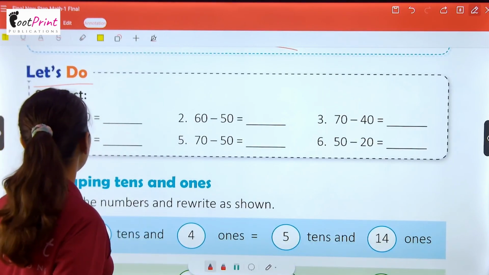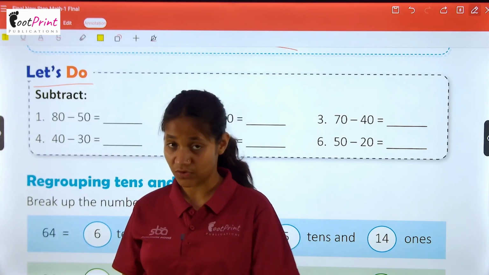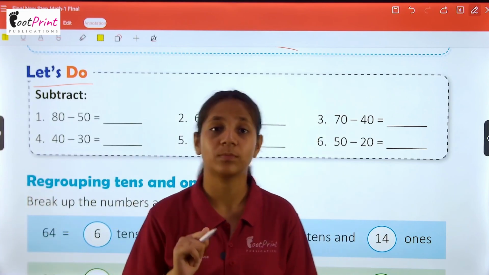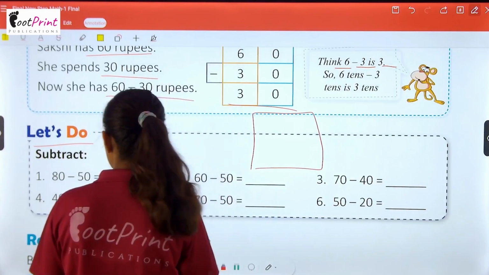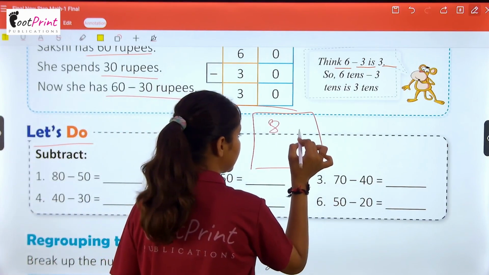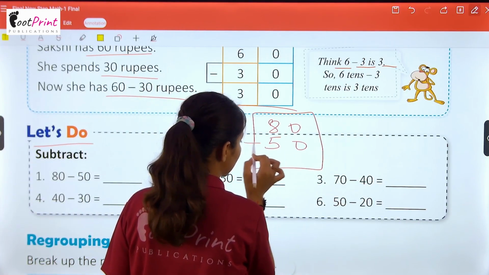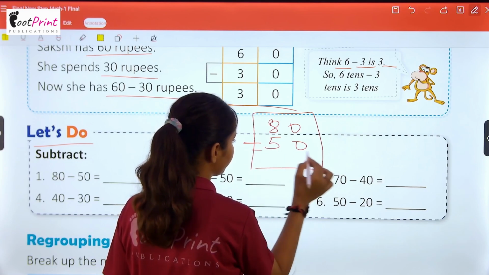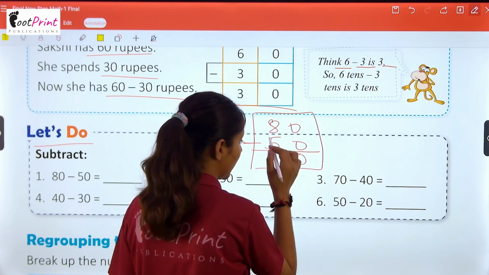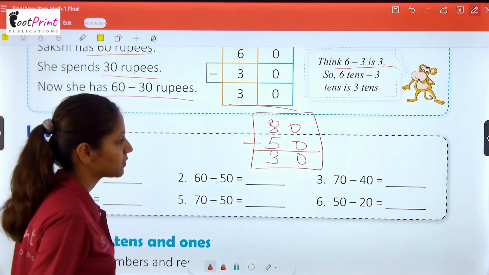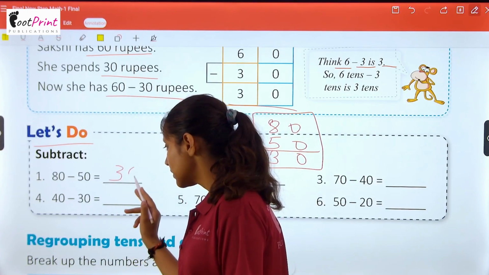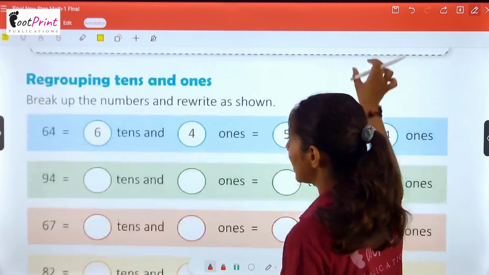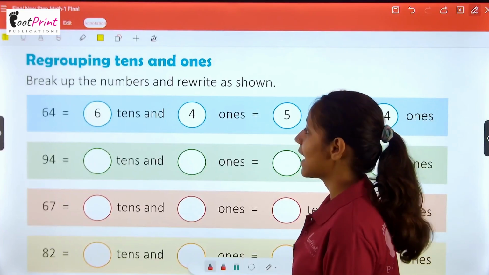Now let's do subtract 80 minus 50. To do these questions, you have to make a column by yourself firstly. Okay, 80 minus 50, so write 80, then put the sign of minus, then 50. So 0 minus 0 is 0, 8 minus 5 is 3. So the answer is 30. Okay.